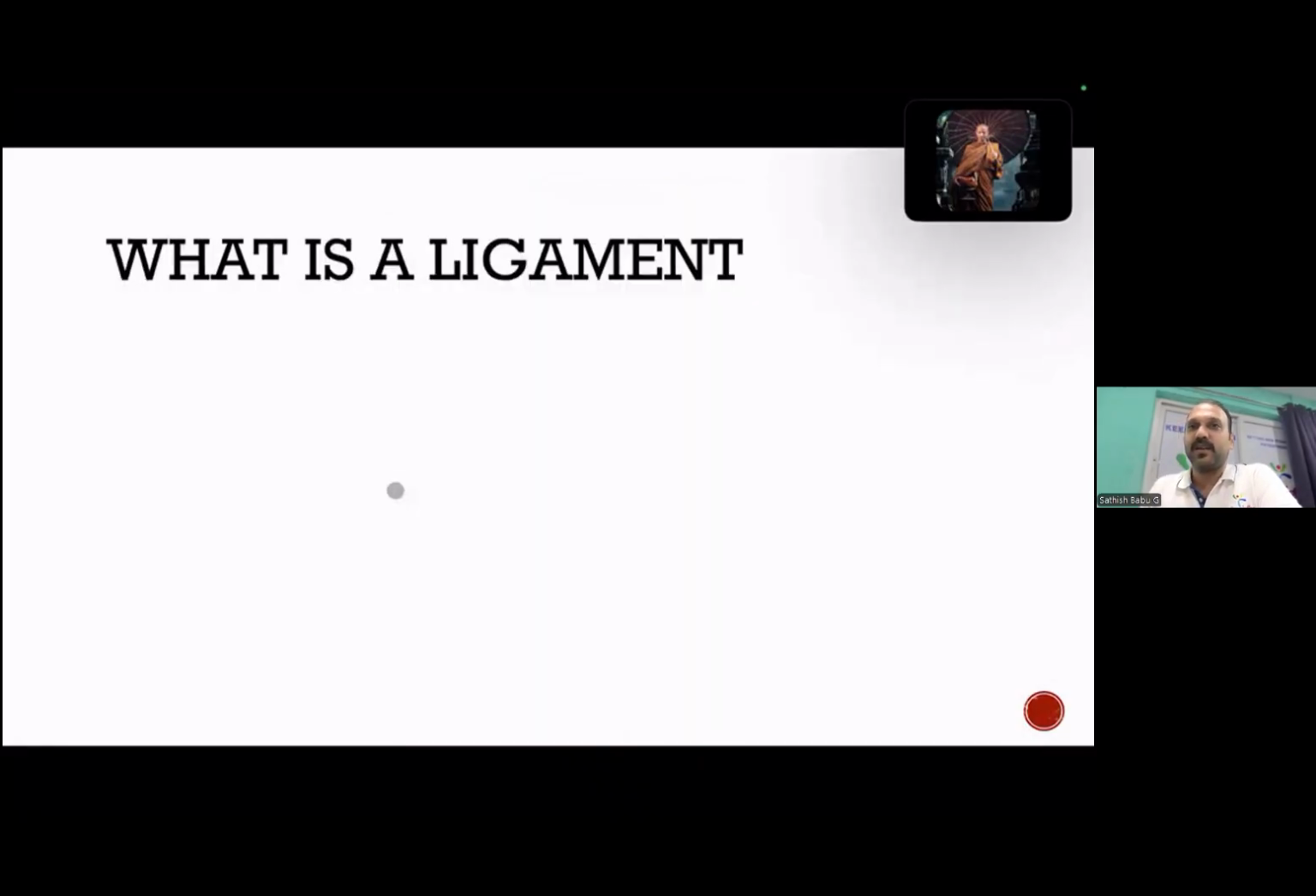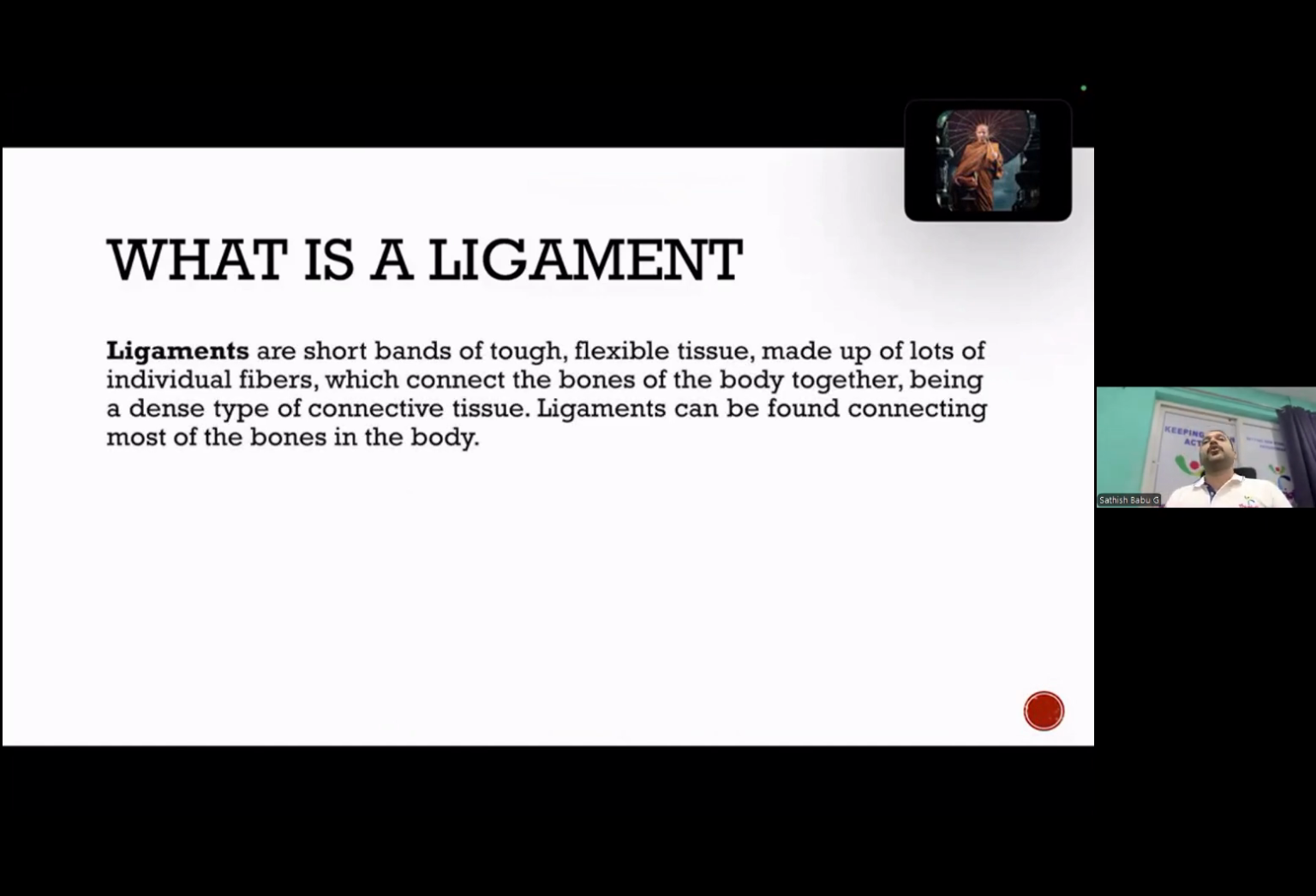So what is a ligament? Ligaments are short bands of tough, flexible tissue made up of lots of individual fibers which connect the bones of the body together. Being a dense type of connective tissue, ligaments can be found connecting most of the bones in the body. So the ligament is a very short tough band. If you see, tendons are long strands, but ligaments are not long. They are very, very short and connected to the bones around the joint.